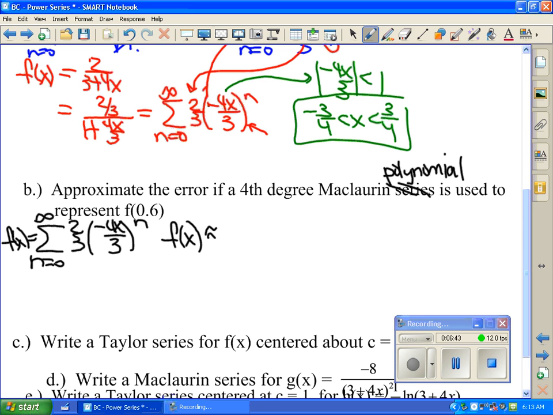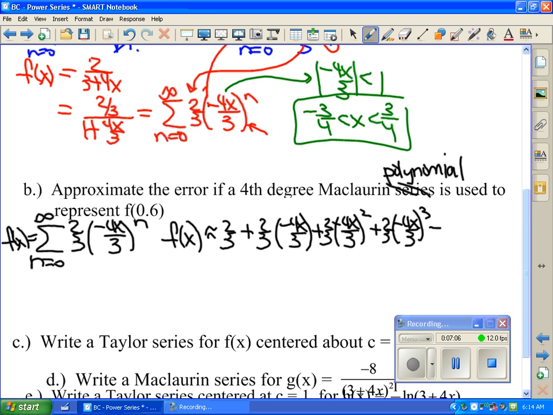So writing out to the fourth degree, I'm going to have for my first term 2/3, because when n equals 0, the rest of it is equal to 1, plus 2/3 times -4x over 3, plus 2/3 times -4x over 3 squared, plus 2/3 times -4x over 3 cubed, plus 2/3 times -4x over 3 to the fourth. So that is an approximation of f of x because I'm only using so many terms.